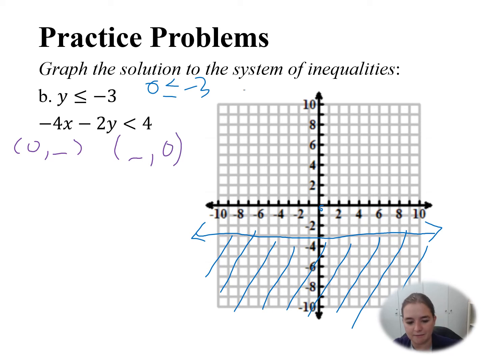to graph my line. So for the first one, if I plug in x is 0, I have -4 times 0 minus 2y is less than 4. I'm going to pretend it's an equal sign for my graphing purposes.